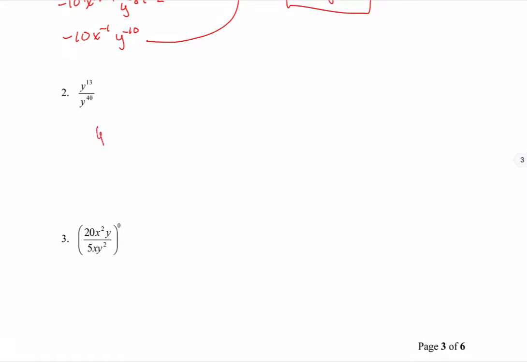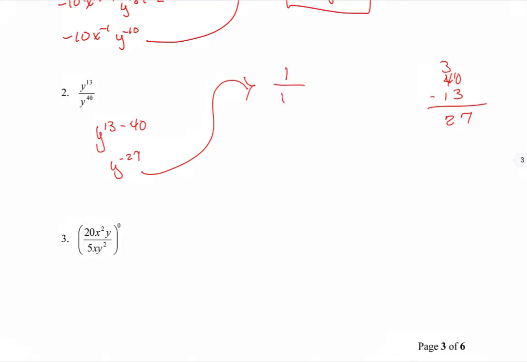Now I'm going to have y to the 13 minus 40, since I have the same base. Now again, I like working questions vertically, so I'm going over to the side of the page to work the question. Okay, so there was that one.